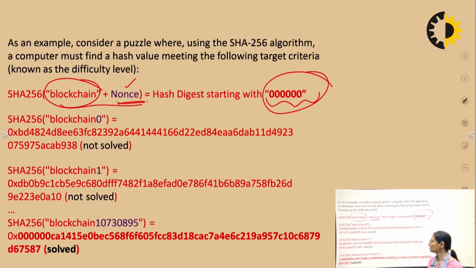Now see what happens. When we keep the nonce 0, we get this hash value. Again, this is not solved. We increment the nonce value by 1, and again we get some hash value, and again the answer is not matched. We keep on going like this. Now, with this nonce value, if you see here, we get a hash value with 6 leading zeros. Our puzzle got solved. So we will send this nonce value to all the miners to verify. They will verify the things.